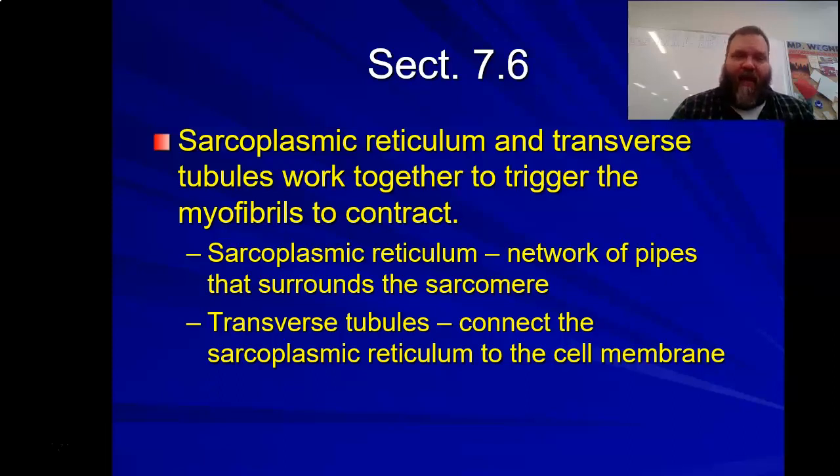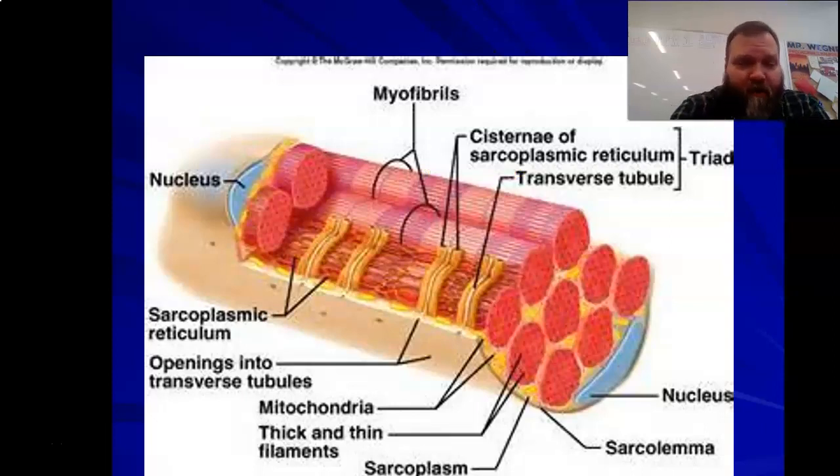Sarcoplasmic reticulum and transverse tubules work together to trigger the myofibrils to contract. So the sarcoplasmic reticulum is a network of pipes that surrounds the sarcomere, and the transverse tubules connect the sarcoplasmic reticulum to the cell membrane. So here's kind of what we're talking about. There's my nucleus. On the top, I've got myofibrils. I've got the tubules right there, the sarcoplasmic reticulum, openings to the transverse tubules. There's the mitochondria that are all around there, thick and thin filaments. There's the sarcoplasm, the sarcolemma, and the nucleus.